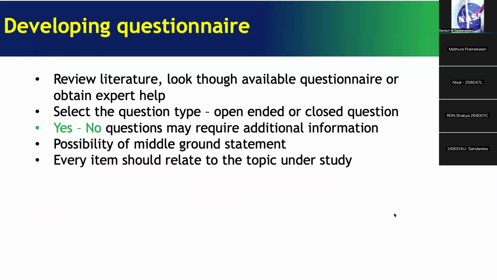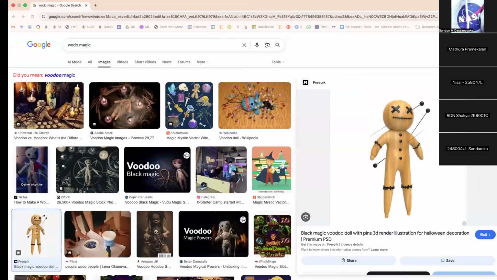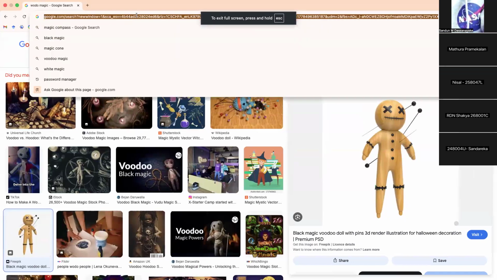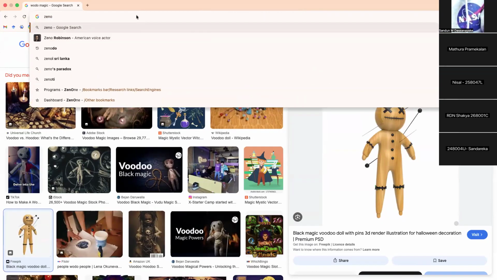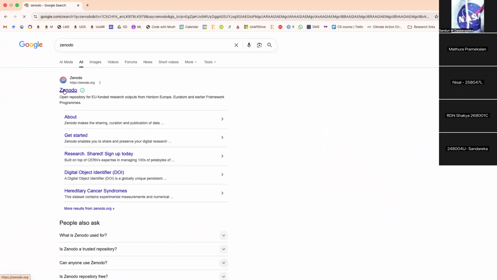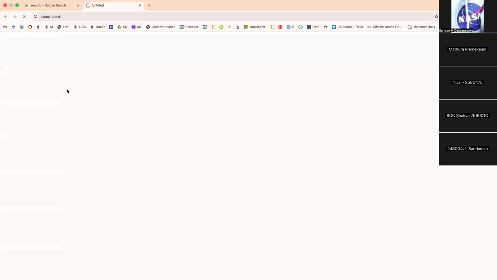As I said, developing questionnaires requires reviewing literature, looking through available questionnaires, and obtaining expert help. And I will show you something interesting here as well. There is something called Zenodo, right? Yes, Zenodo. Here you can log in, and you can find a lot of data, like an open repository for EU funded research outputs from Horizon Europe. It is a very useful website. You can go here.